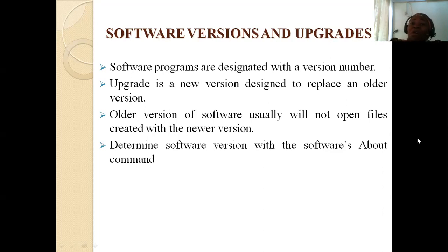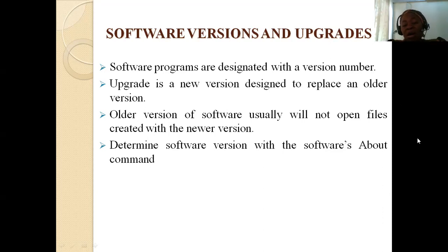So you can have version 1.1. Remember, the first one was 1.0. So you can now have version 1.1 or version 2, as the case may be. So an upgrade is a new version designed to replace an older version. And I've explained to you why this has to be so. An older version of software usually will not open files created with the newer version. Please, this is worth noting.